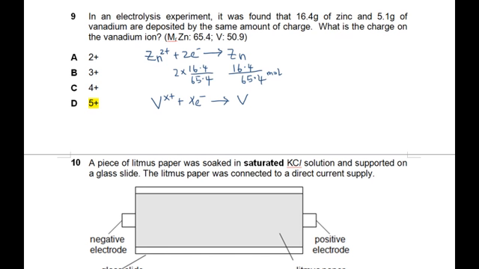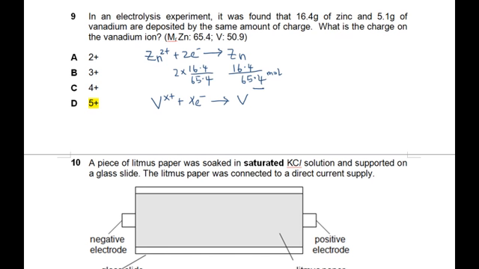In the zinc case, it is Zn2+ getting reduced by 2 electrons to give you zinc metal. In the vanadium case, we are not sure of the charge on vanadium, so we're going to give it a charge of x+. So Vx+ needs x moles of electrons to give you the vanadium metal. Now, we know that we have 16.4 grams of zinc. We also know the molar mass of zinc, so we can determine the number of moles of zinc over here.